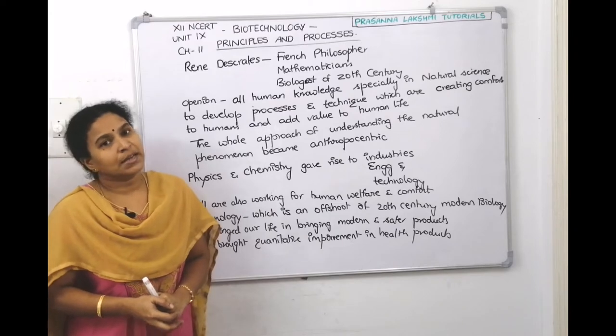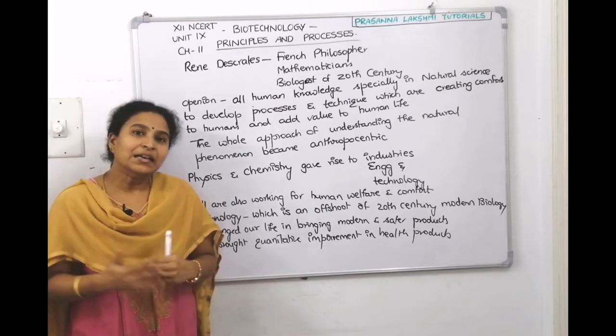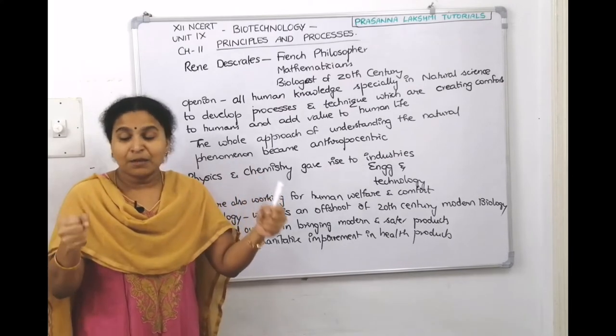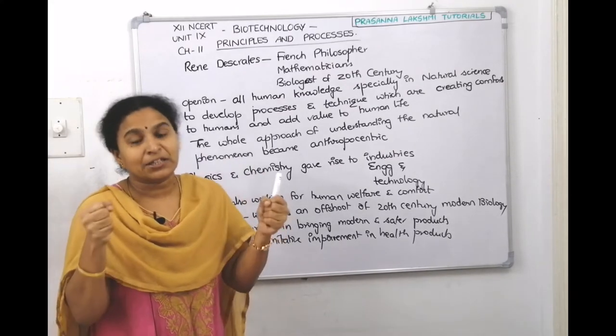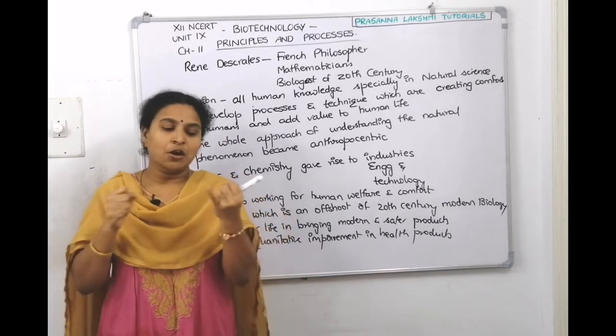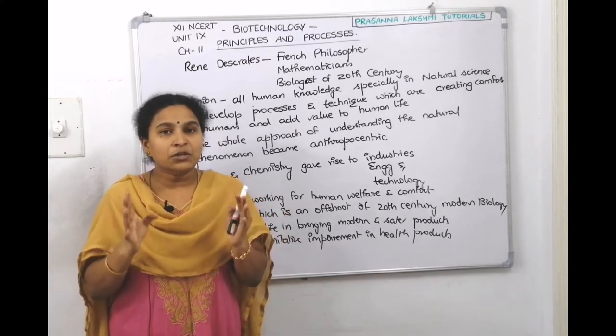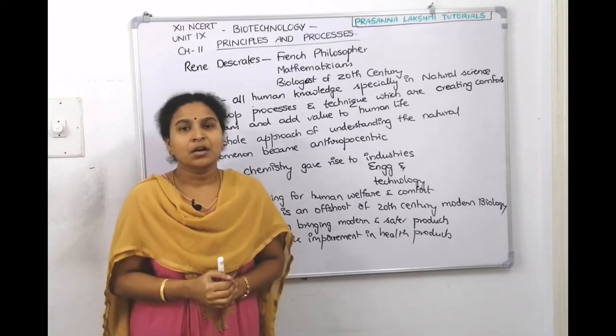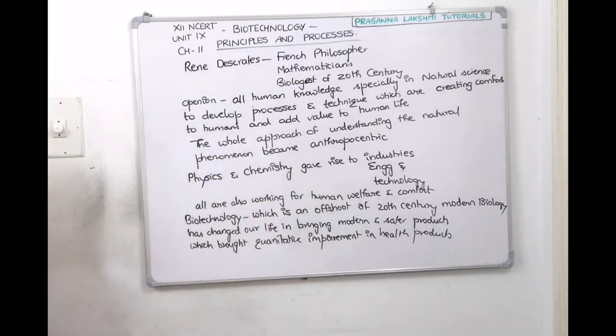Understood? If you want, take the screenshot. Then we will get introduced to two eminent scientists. I told you they are the pillars, or the backbones, for the biotechnological industry. What are their names? Boyer and Cohen. We will look into those two scientists and their contributions. Then only we will start the chapter. Quickly take a screenshot.